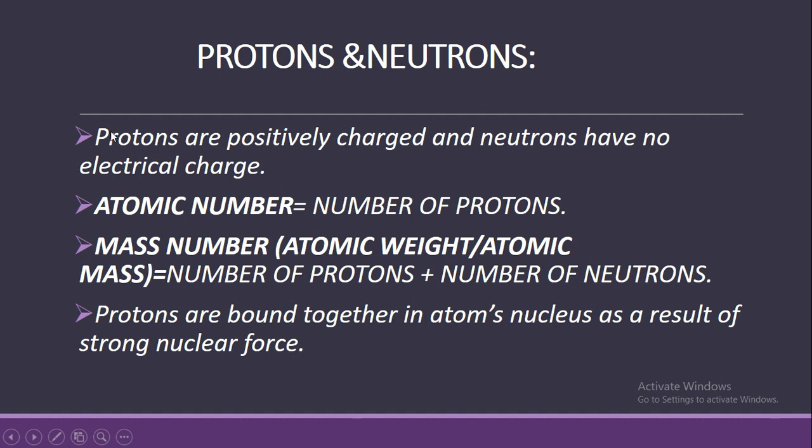Protons are positively charged and neutrons have no electrical charge. Okay, it's understood. You will see the atomic number and the mass number, and many sums will be coming later in your 2 marks. They will give the number of protons and number of neutrons and ask you to write the atomic number. Atomic number is equal to the number of protons. How many protons are present is called the atomic number. Mass number is the number of protons plus the number of neutrons. You have to add both, that gives you the mass number.